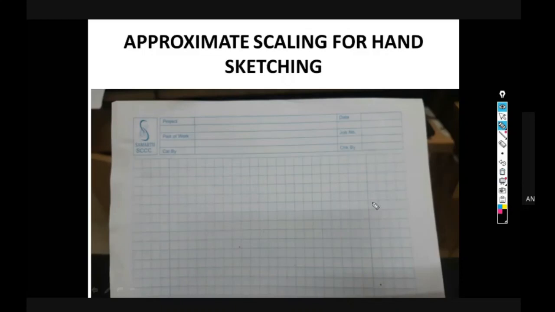Now, approximate scaling. What is meant by approximate scaling? Whenever you draw any drawing, don't draw like this. Let's say I am drawing a drawing like this, and I say 4 meter by 4 meter is my rectangle. I'm drawing on the paper by pencil. Do you feel this is a really good sketch? No, sir. Why? Because both dimensions are not the same on paper, not as per the dimension. Yes, the dimensions are correct, but it is visually incorrect.